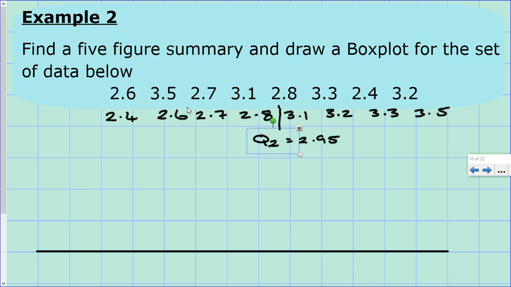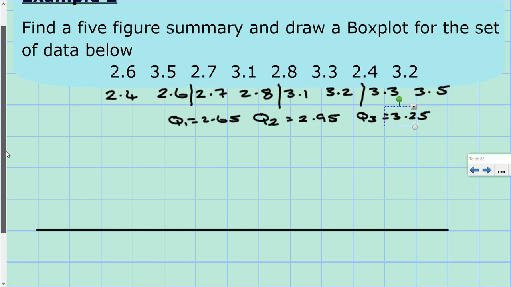Then we want to split up this part. So again, we're going to split it up here. We'll have 2 and 2. So Q1 is 2.65, and then here Q3 is 3.25. Now I know these are decimals, but it's just going to be exactly the same.